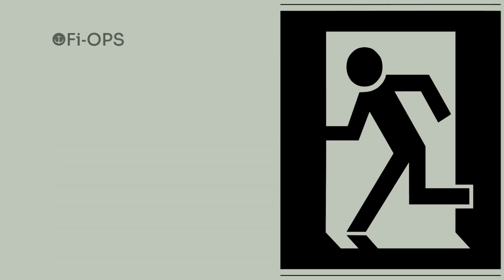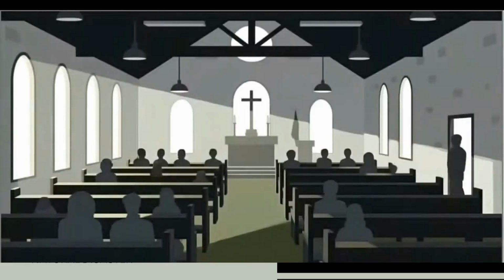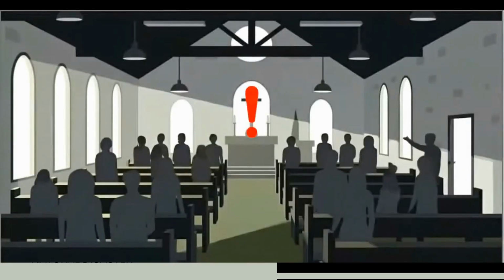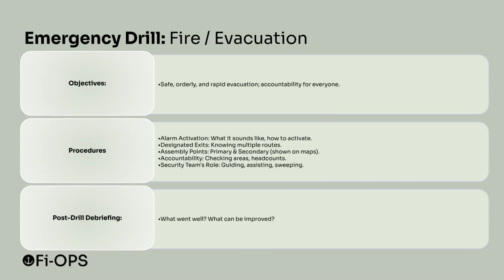Emergency drills are essential for preparing the congregation and staff for fire evacuation, intruder events, and natural disasters. Drills help solidify procedures and response times. Fire and evacuation drill objectives focus on safe, orderly, and rapid evacuation with accountability. Procedures include alarm activation, designated exits, assembly points, and post-drill debriefing to identify improvements.